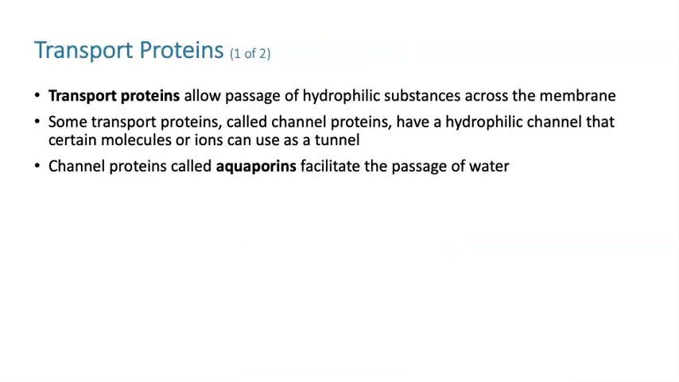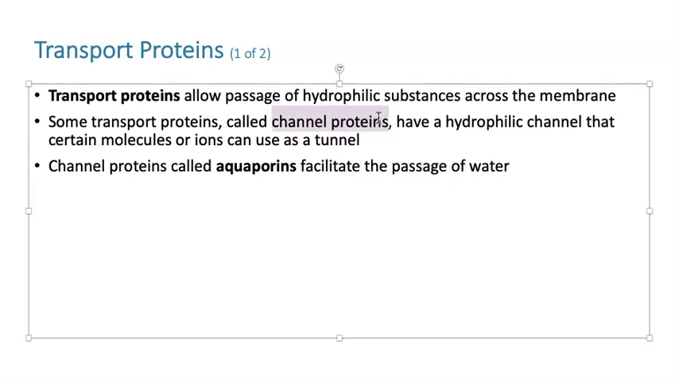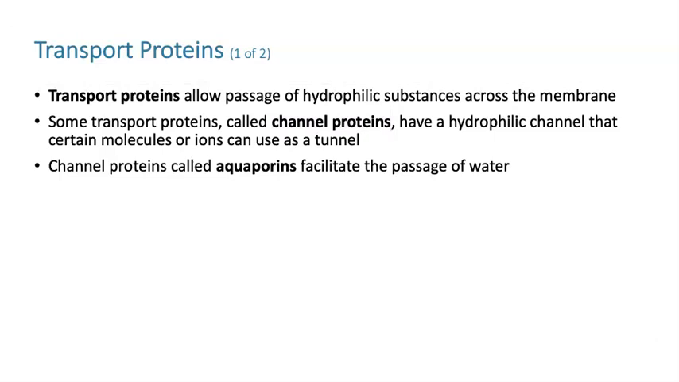If they're not crossing directly across the phospholipid bilayer, they often go through using transport proteins. Transport proteins allow the passage of hydrophilic substances like sugars and amino acids. Some transport proteins are called channel proteins. Let's bold that for you. They have a hydrophilic channel in the center that allows ions to go through, kind of like a tunnel. Specifically, if we're talking about water, the channel proteins that allow water through are called aquaporins, literally water pores. We'll cover that more later, but we are going to focus for a little while just on the concept of osmosis, not thinking about aquaporins. But we'll bring them back in as we move along.